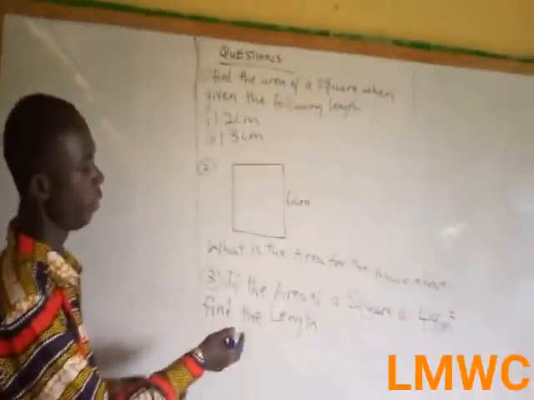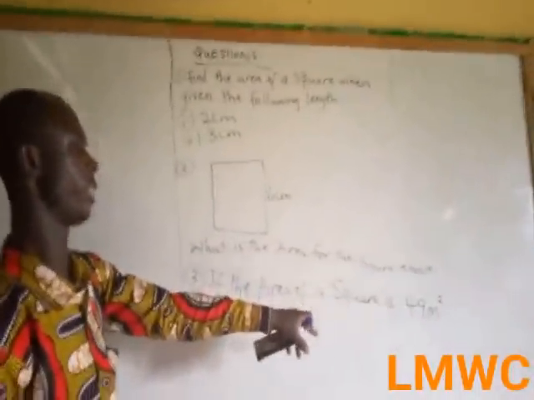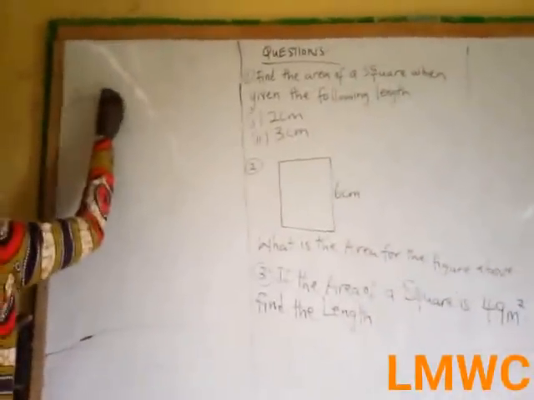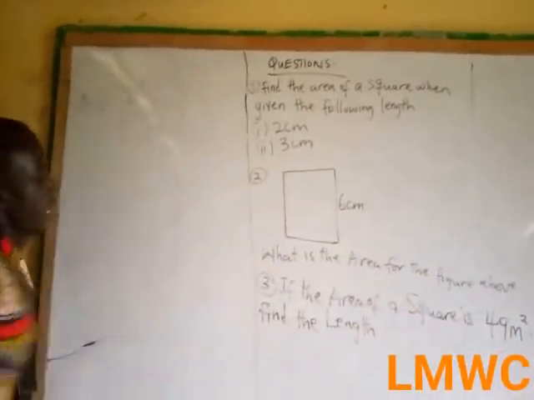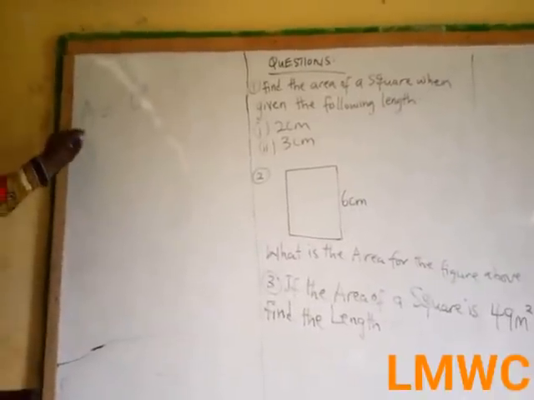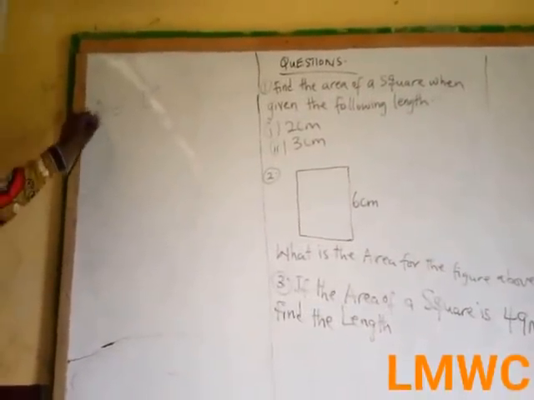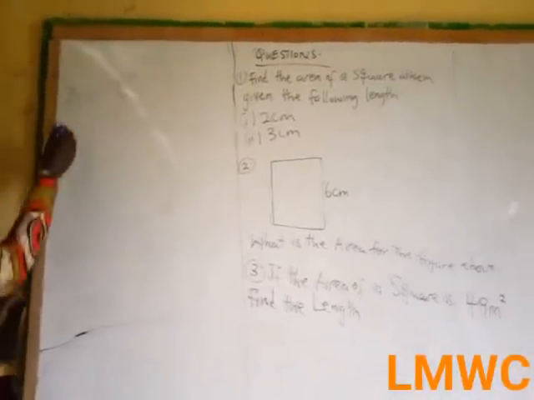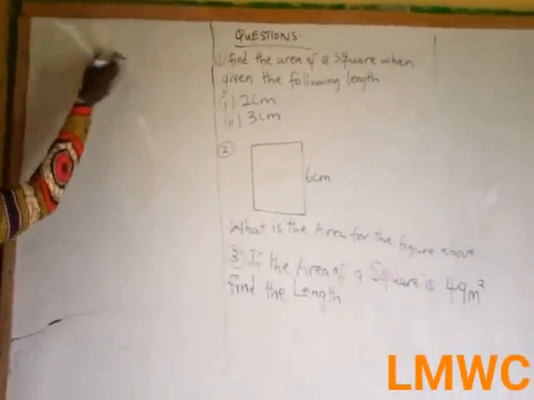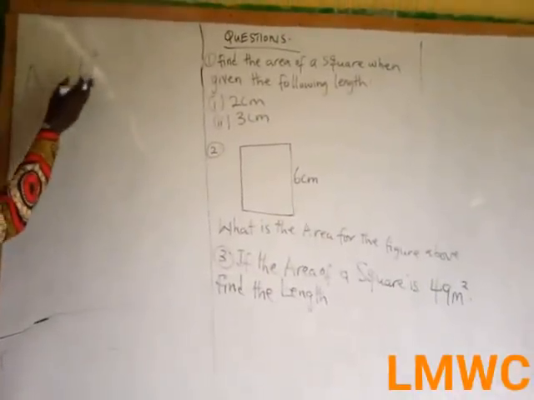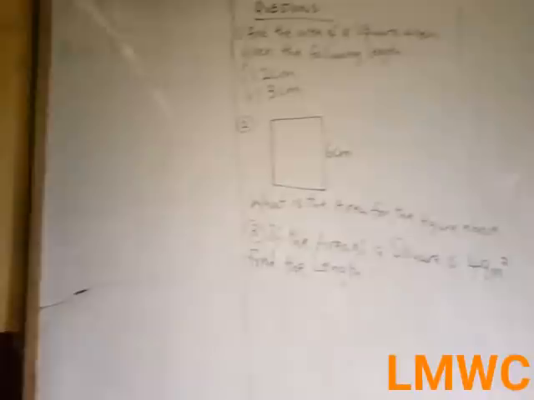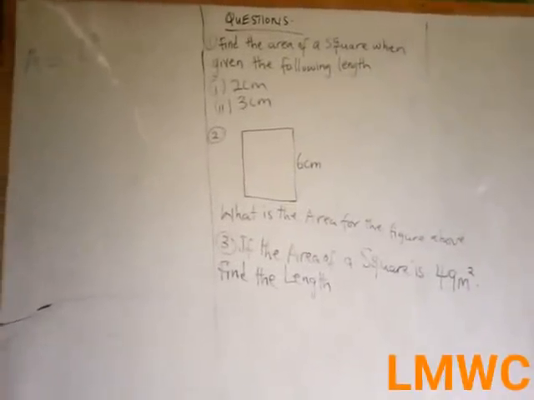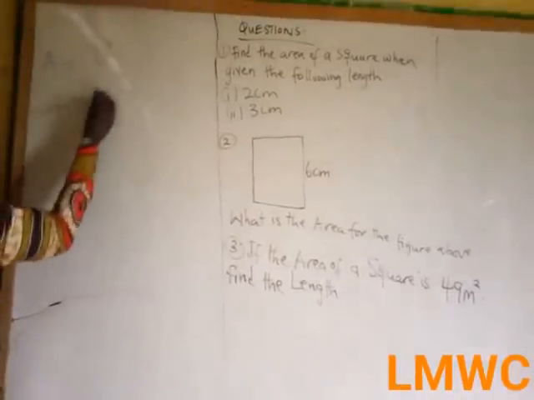Question 3. If the area of a square is 49 meters squared, find the length. We know the area of a square as L squared. And now, you have been given the area and they have asked you to find the length. So you can derive a formula from this. Now we have L squared is equal to A. To get L, you square root both sides. Because in mathematics, what you do to the right hand side, you should do the same thing to the left hand side.